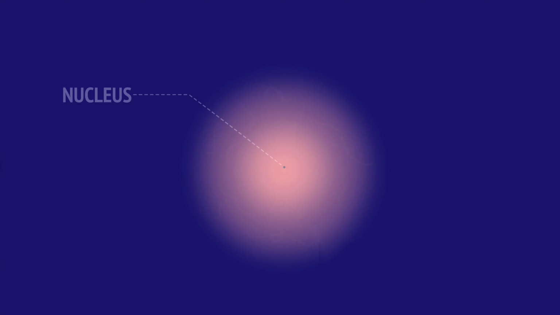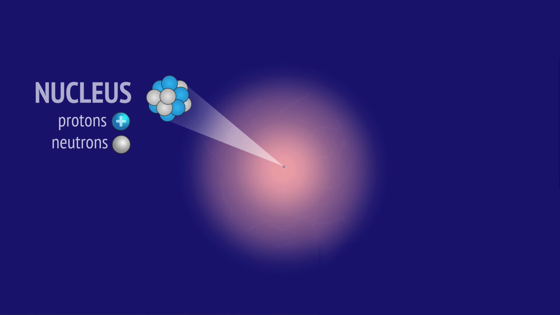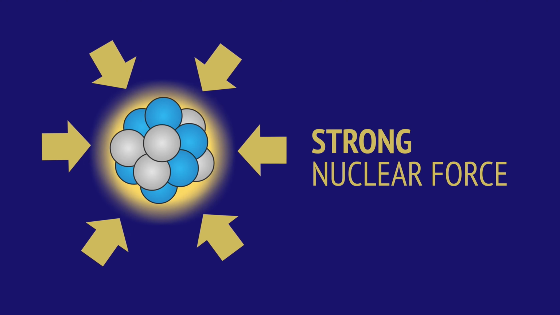What are atoms made of? What's going on inside these fuzzy balls of charge? Well, at the centre of an atom is a tiny nucleus, where the atom's mass is concentrated. Positively charged protons and electrically neutral neutrons bound together by the strong nuclear force.